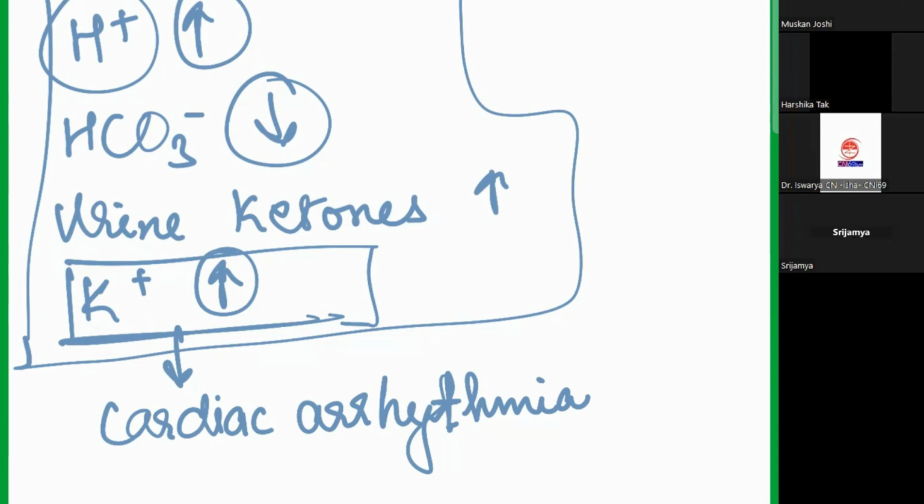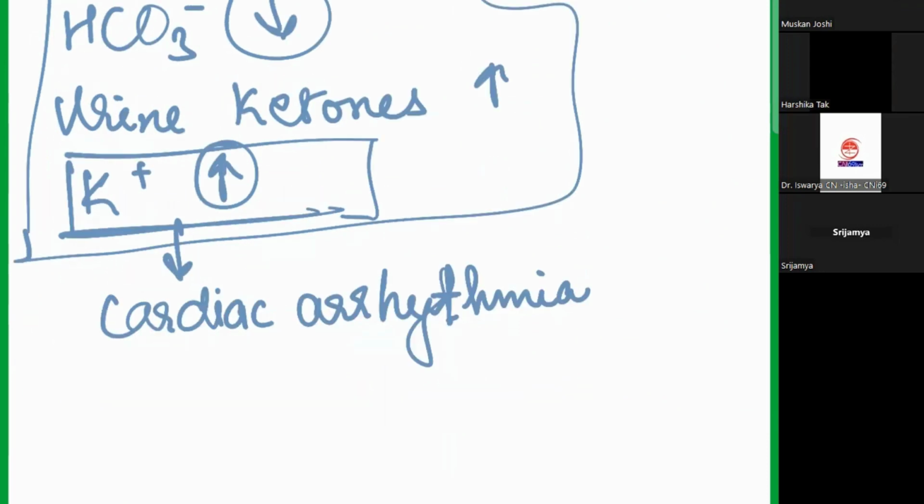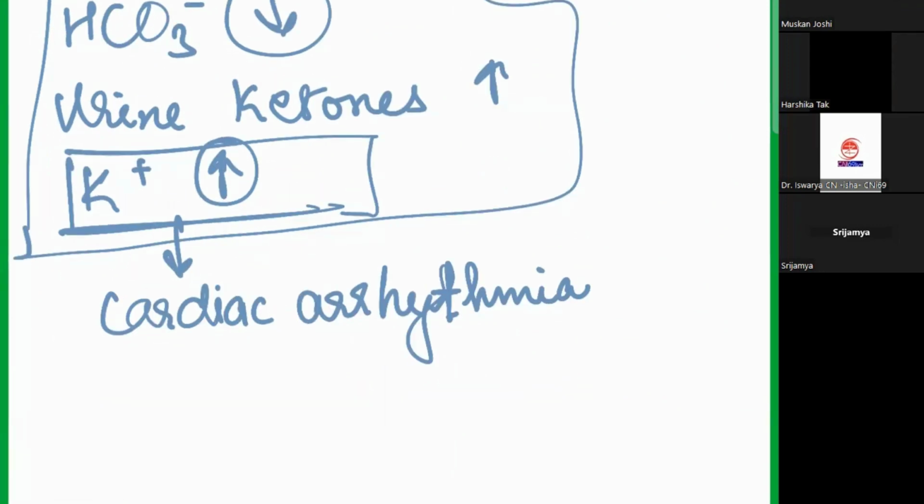And similarly, when you treat diabetic ketoacidosis, you will give fluids and insulin, and you have to continuously check potassium, because if potassium levels are not properly checked and maintained, it can lead to further complications of cardiac arrhythmias. Okay. So this was the first thing that they can ask you from a diabetes mellitus question.